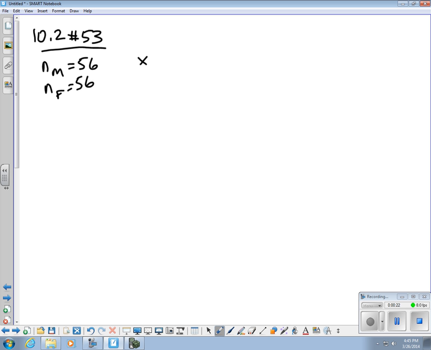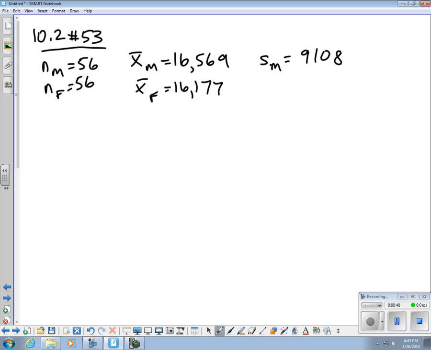The average for the female group is, let me line that up. The average for the male group is 16,569, and the standard deviation for the male group is 9,108. The average for the female group is 16,177, and the standard deviation of 7,520. All right, with that information, we're ready to get going.